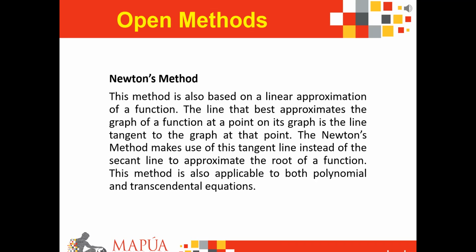The Newton's method. This method is also based on a linear approximation of a function, much like the second method. The line that best approximates the graph of your function at a point on its graph is the line tangent to the graph at that point. Newton's method makes use of this tangent line based from an initial value x0 instead of a second line in order to approximate the root of your function. This method, much like the previous techniques, is applicable to both polynomial and transcendental functions.